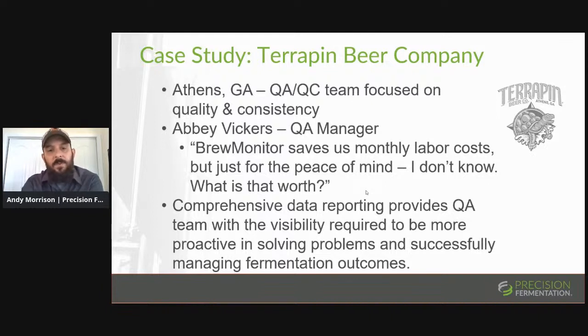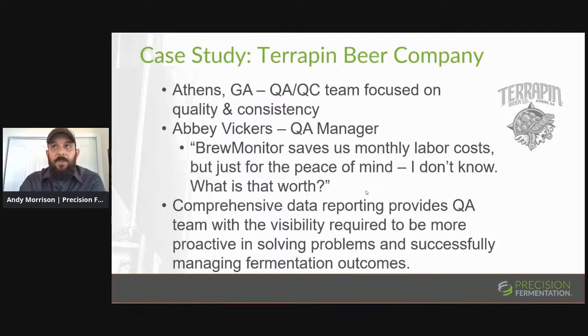We've actually been working with Terrapin for a couple of years. They were one of our earliest pilot partners. They saw some of the more embarrassing prototypes of the system as we were building it out. But Abby, who we've been working with over there for a good amount of time as the QA manager, was kind enough to share some words with us on the system and what it's done for them.